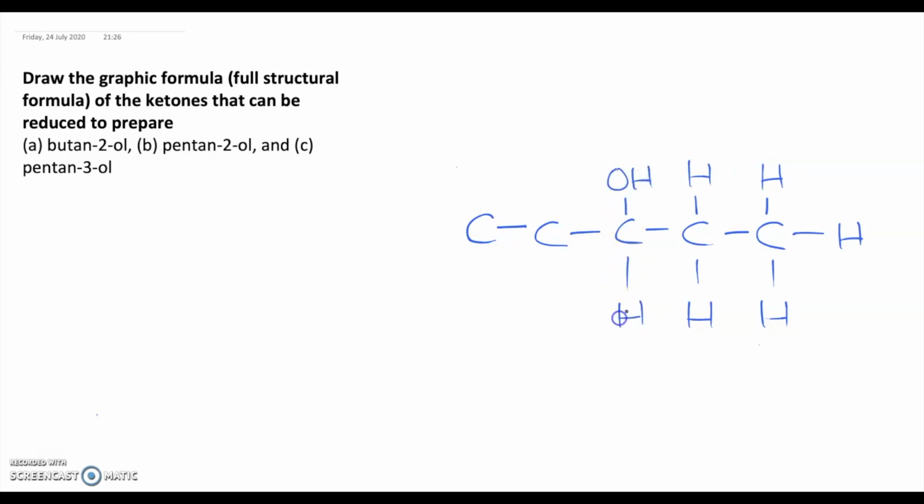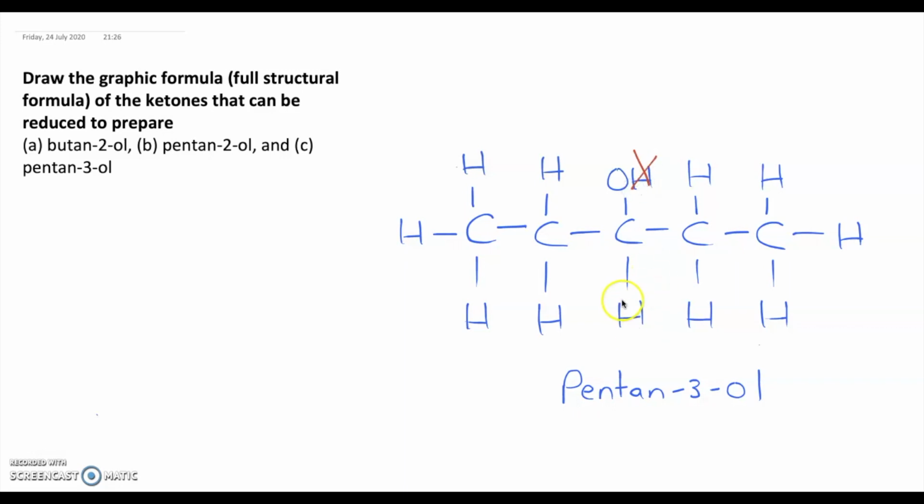And then once I've drawn pentan-3-ol, I'm going to remove hydrogen from this molecule, and I'm going to take away a hydrogen from the OH group, and then I'm going to take away a hydrogen from the carbon next to the OH group. So here's my pentan-3-ol. Let's take away now the hydrogen from the OH group and the hydrogen from the carbon next to the OH group, and that's going to leave me with a ketone, and this ketone is called pentan-3-one.